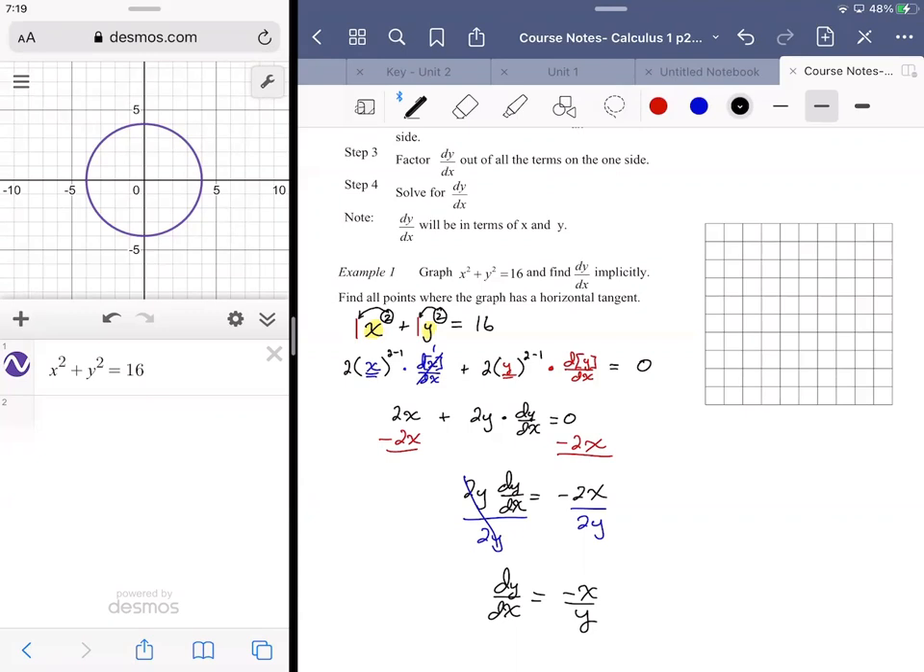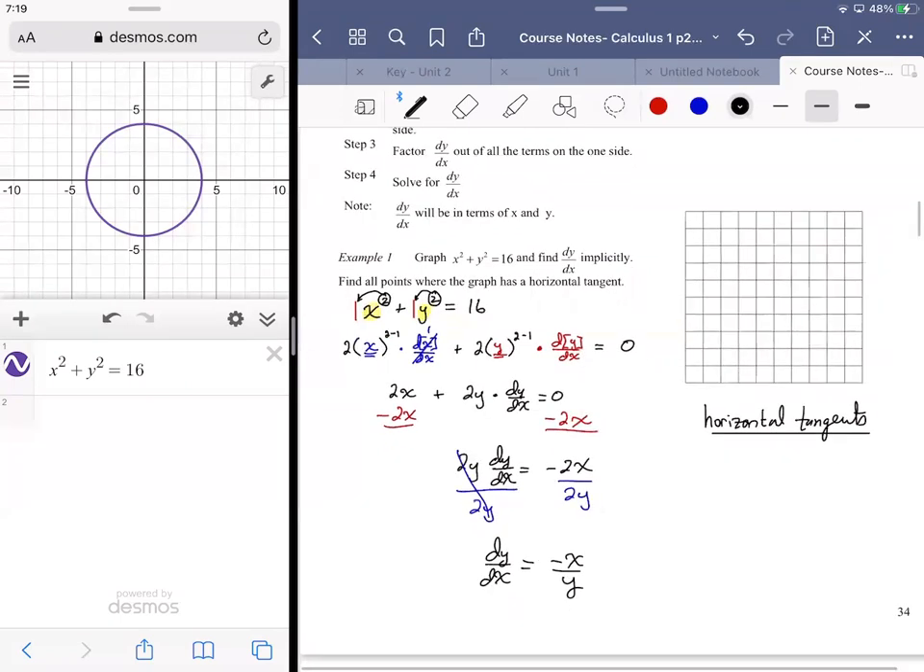Now it says find all points where the graph has a horizontal tangent. Horizontal tangents occur when the derivative is equal to 0.